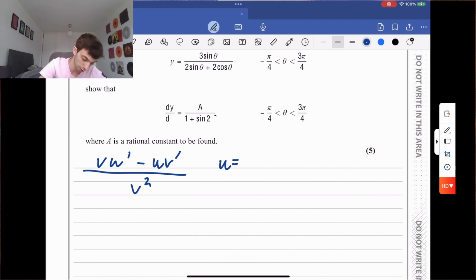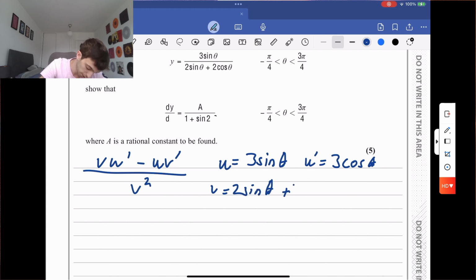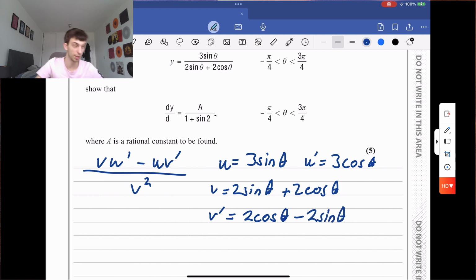So exactly that, u is our numerator, u will be 3 sine theta. We know that sine differentiates to cos, therefore u dash will be 3 cos theta. Looking at v, which is our denominator, this will be 2 sine theta plus 2 cos theta. Then differentiating this to get v dash, we have 2 cos theta. Once again, sine differentiates to cos. Then we're going to have minus 2 sine theta as cos differentiates to minus sine. From here, we just have to plug it into our quotient rule equation.